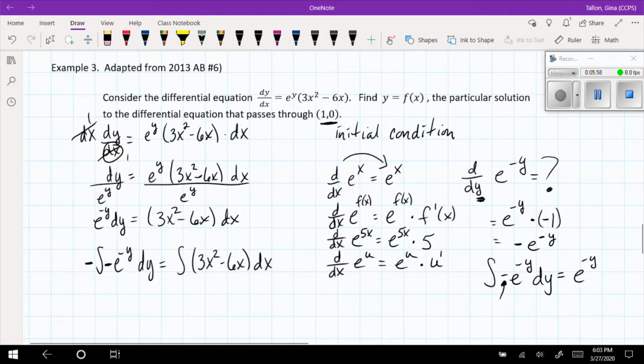So the negative integral of negative e to the negative y dy becomes, and you just copy this negative sign, and e to the negative y comes down. And it's that simple.